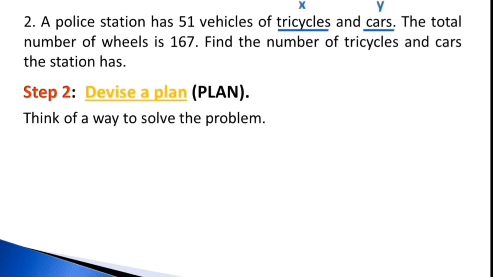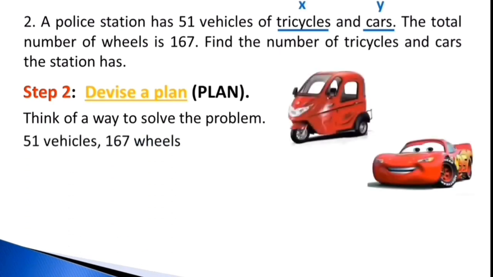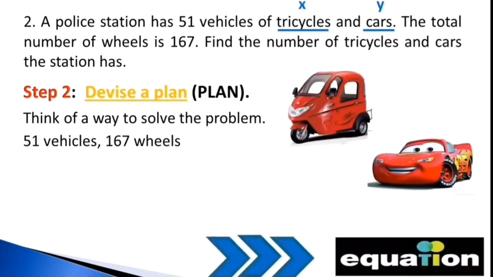We already knew that x is for the tricycle and y is for the car. In devise a plan, let us have the best strategy to be applied in this problem. We know that we have 51 vehicles and 167 wheels, so we're going to create the equation. Let us just read and follow the sentences and draw an equation from them.